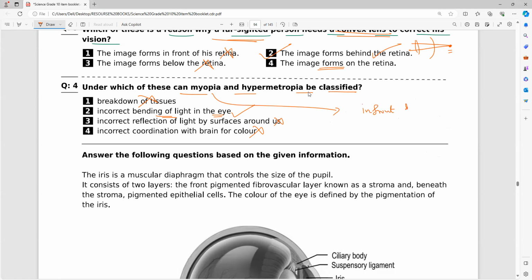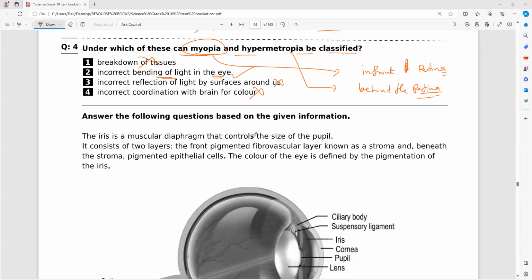Image forms in front of the retina, it is what? Myopia. Image forms behind the retina, hypermetropia. So please learn, everyone. So what is the correct answer? Refraction: incorrect bending of light. Improper bending of light is actually the cause behind refractive diseases.